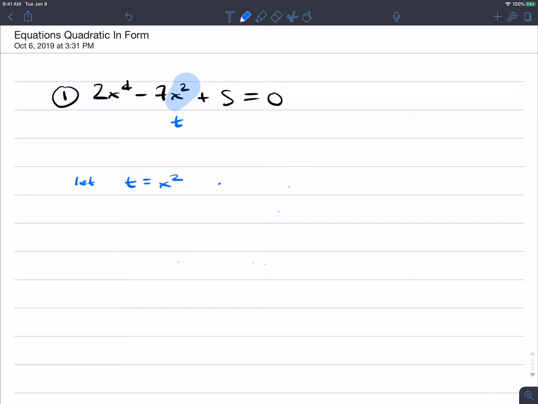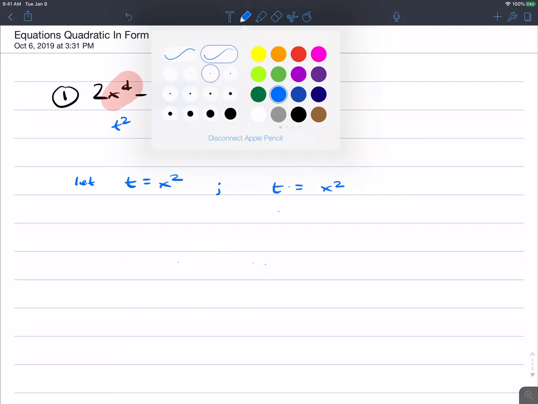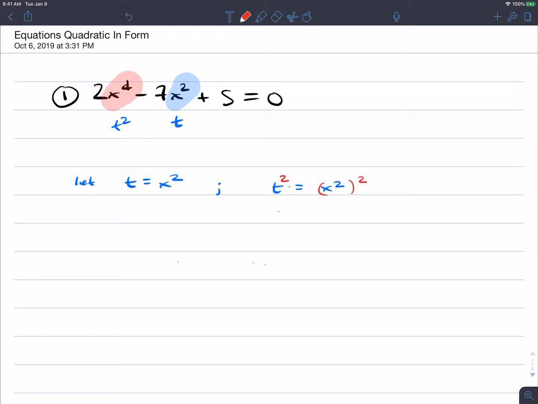And what that does for us over here is x to the fourth now will become t squared. So let's note that if we take t equal to x squared, and we square both sides here, raise the power 2, we'll end up with t squared equals x to the fourth power, because we just simply multiply the powers here for the variable x. So t squared becomes x to the fourth.